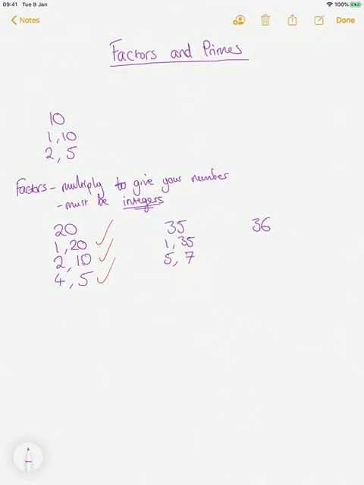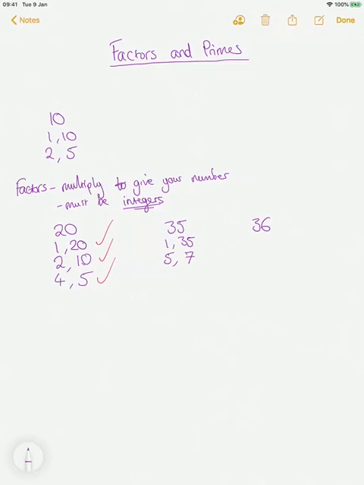11 no, that would be 33. 12 no. 13 no. 14 no. 15 no. 16 no. And then I can just do the rest in my head. 17 no. 18 would be more than double that, so it's not 18. Right, so on to 36.